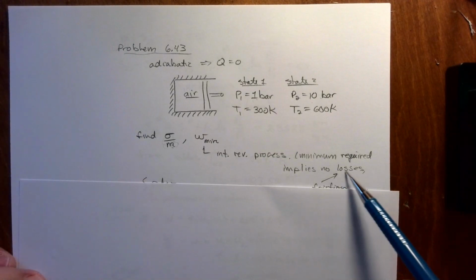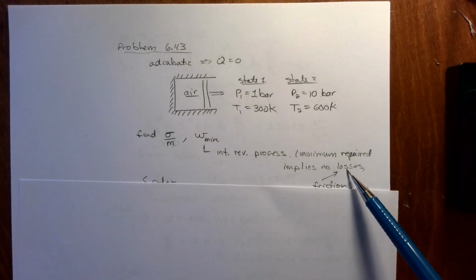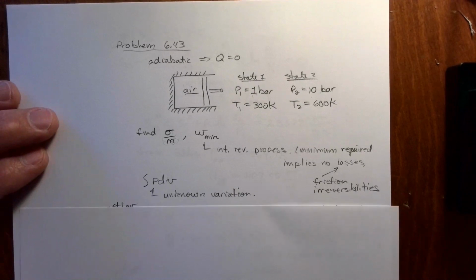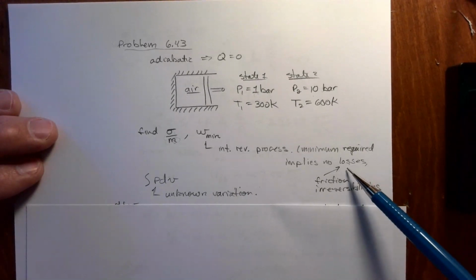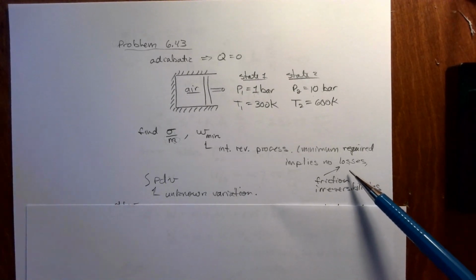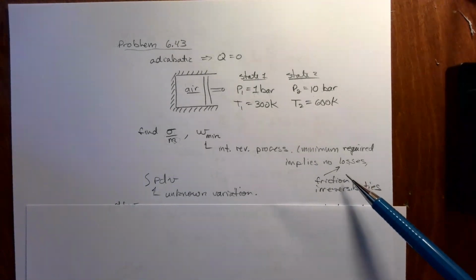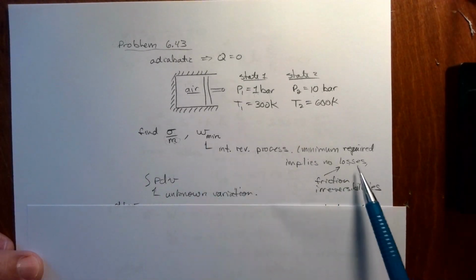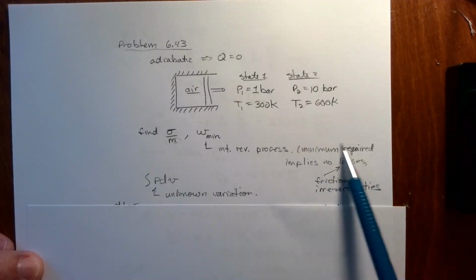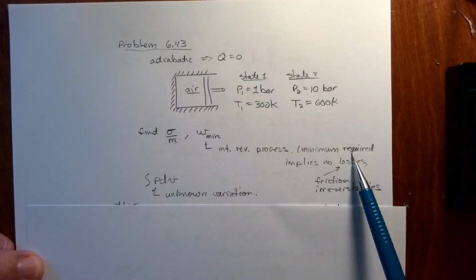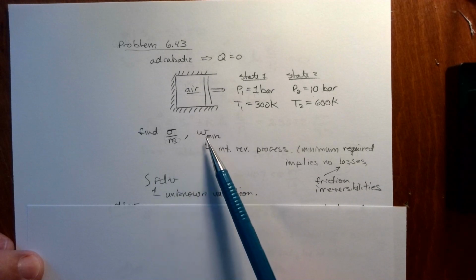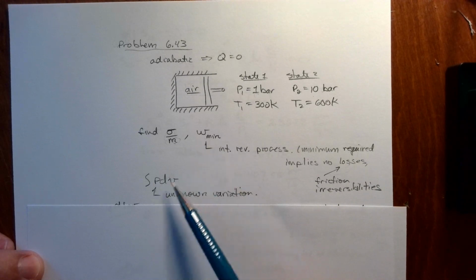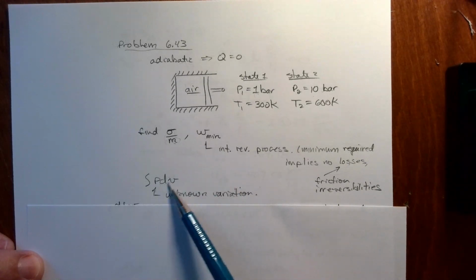That would imply that we had no losses if it's internally reversible. So nothing like friction or other irreversibilities that would cause the energy to be effectively lost going somewhere besides into the work of the system. This would actually go into probably heat transfer. Okay, so to calculate the minimal work, we actually can't integrate PdV.